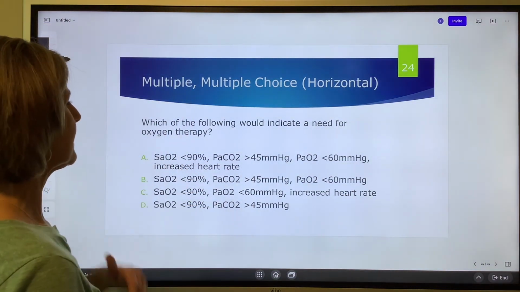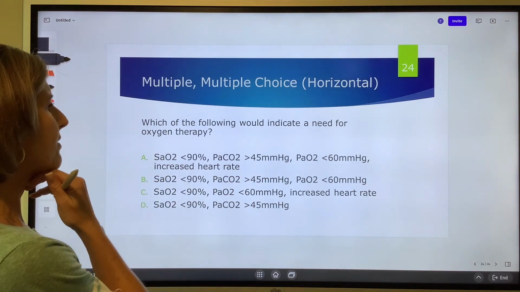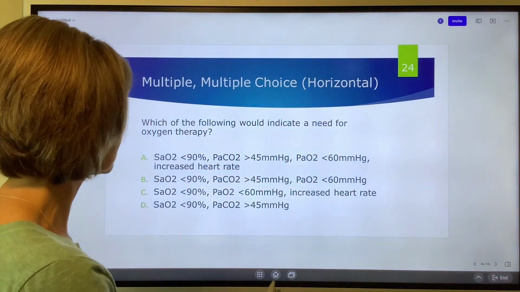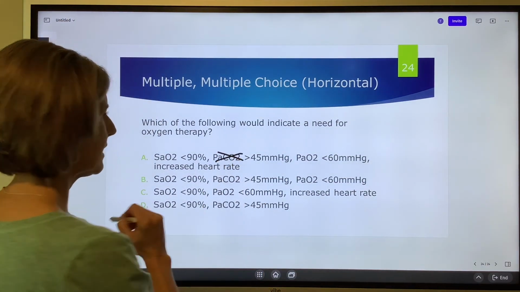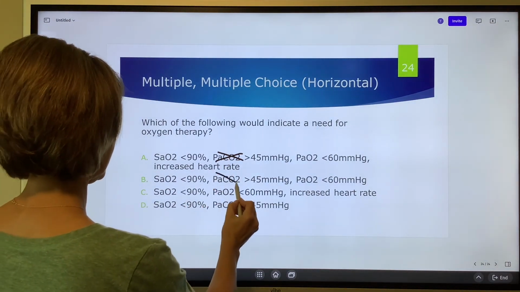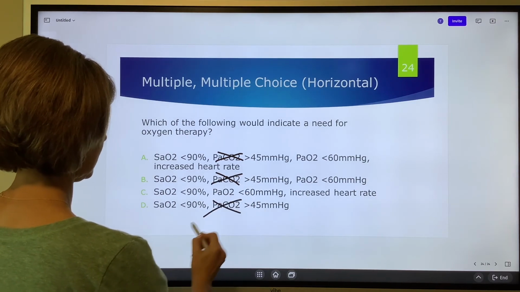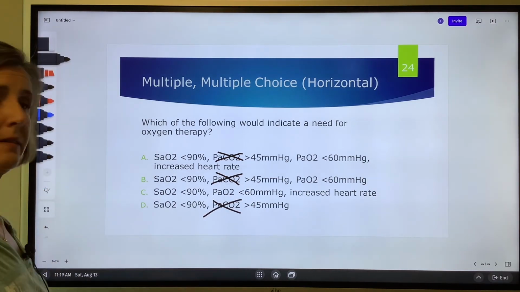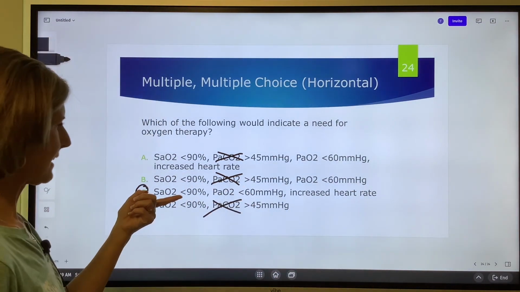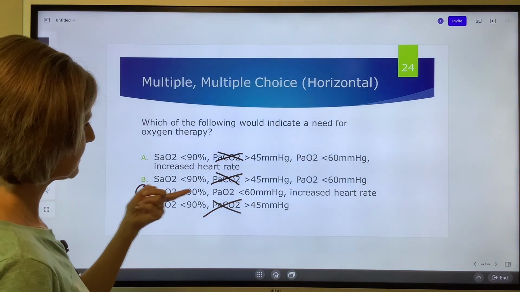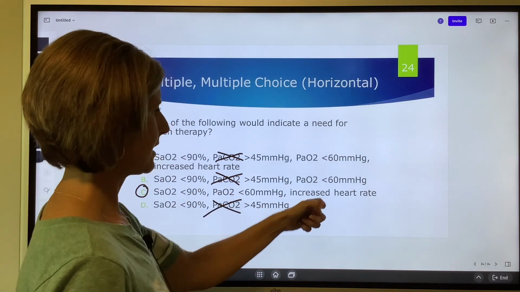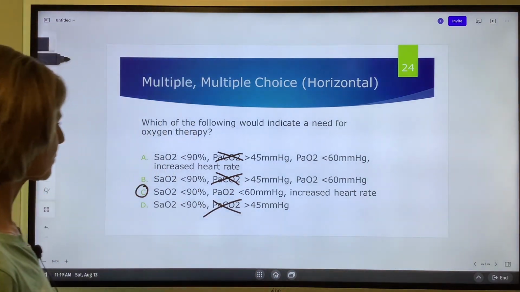And so here it is again, giving me a CO2 greater than 45. Well, a CO2 tells us nothing about oxygenation. It tells about ventilation. So I know CO2 is not going to be an indicator for oxygen therapy. Well, it's not there. It's not, there it is. Okay, so A, B, and D are not correct, but C is. But go ahead and check it all. A SAT less than 90 indicates hypoxia. Yep, it does. A PaO2 less than 60. Yep, that's moderate hypoxemia. And then an increased heart rate, that's one of the body's first responses.